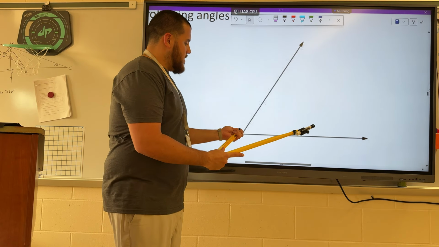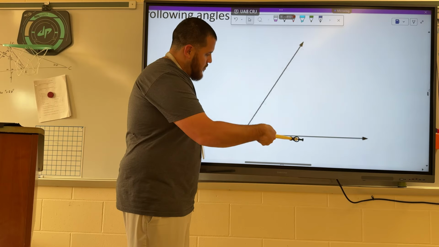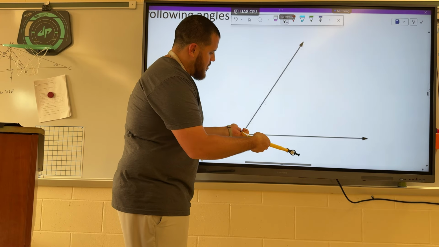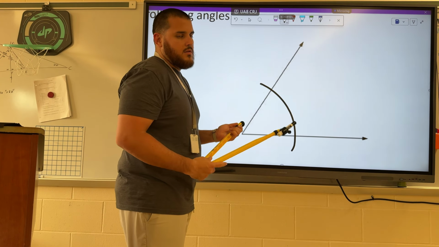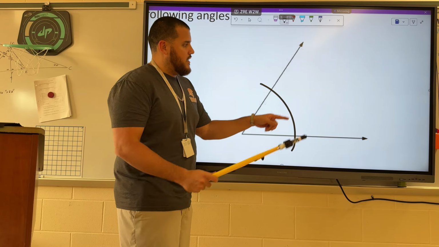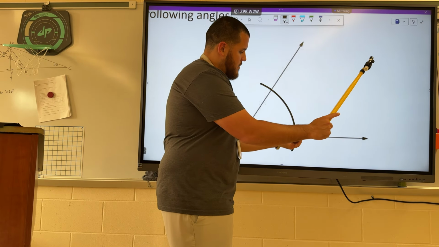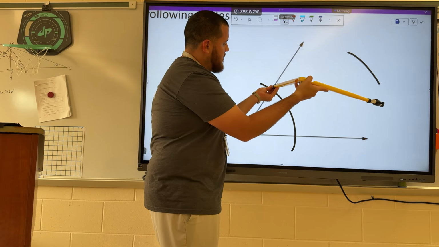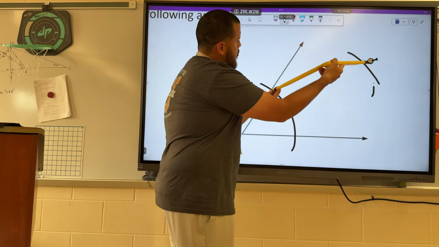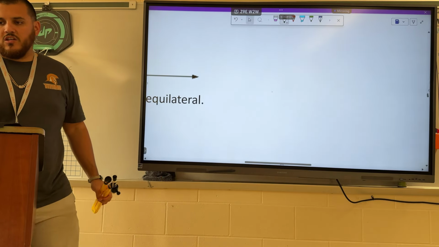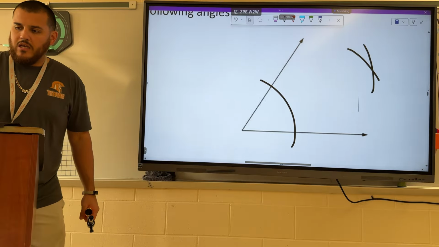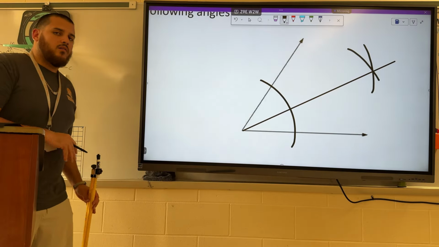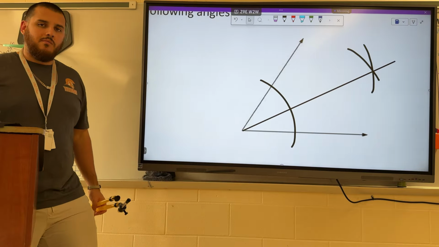Again, compass goes on the vertex. We draw an arc through our angle. Then we're taking our compass and putting it on each intersection and making arcs out in open space. So if I go here, I can come out here into open space with an arc. Same exact setting to the other intersection with an arc. And then again, the intersection of those arcs would get connected back to our vertex, like so, cutting our angle in half, bisecting our angle.